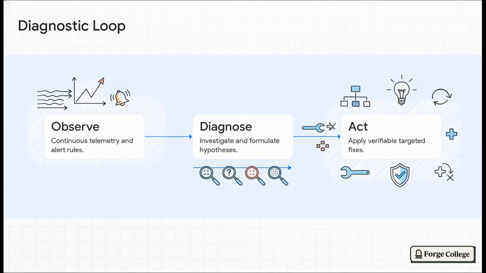Step 2 is diagnose. Now, when that alarm rings, you don't just panic and start changing code wildly, right? You investigate your downstream dependencies, you check your staging environment, and you formulate a solid concrete hypothesis. And finally, Step 3, act. You apply a targeted fix. The real secret here is that every single action you take must be verifiable and super easy to roll back, just in case the patient rejects the treatment.